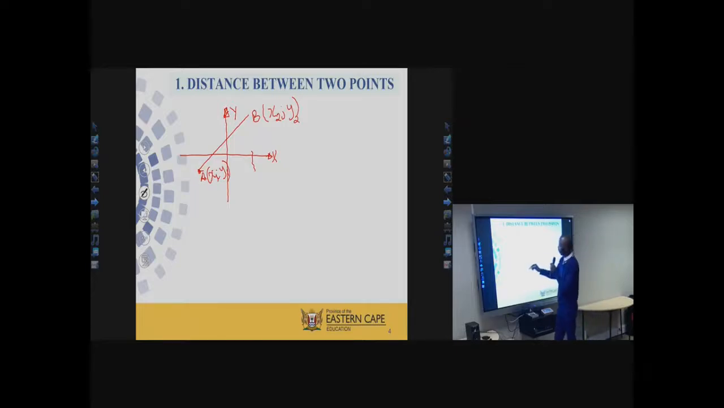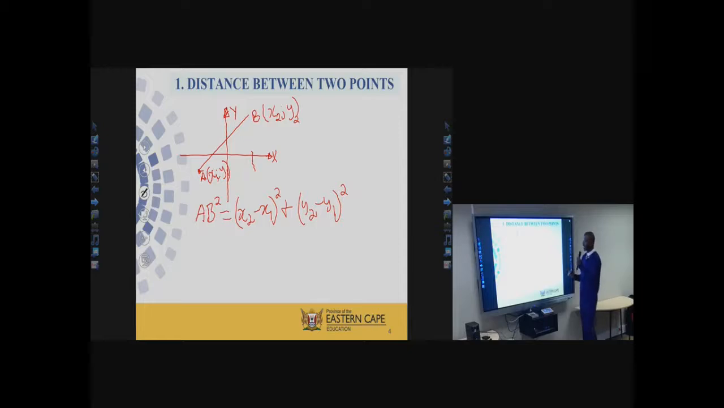But all in all, if you were to use Pythagoras theorem, the formula ends up being AB squared is equal to the difference between x at B and x at A. So it becomes x2 minus x1 all squared plus y2 minus y1 all squared. Note that I'm writing it literally the Pythagoras theorem way, but now we end up saying, therefore, what is the length of AB? The length of AB becomes the square root of that.